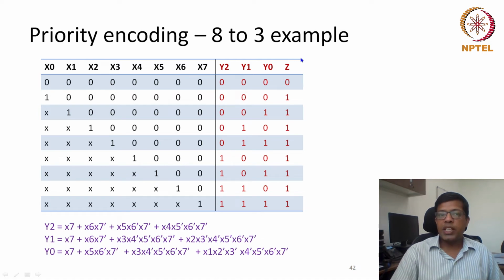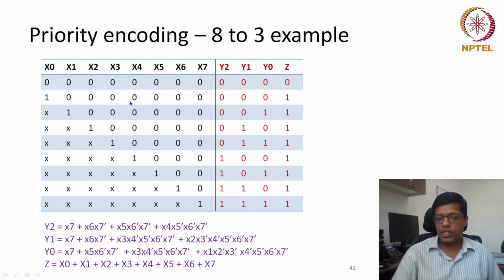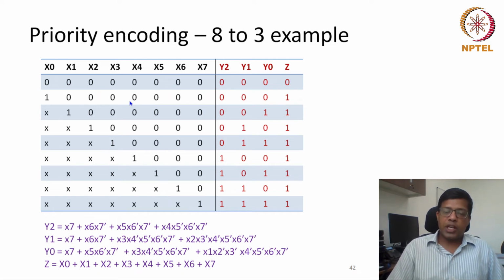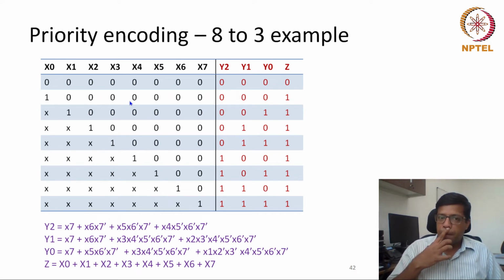What about Z? Z, I can take a simple OR of all these: x0 or x1 or x2 or x3 or x4 or x5 or x6 or x7. So all these ORs I can take to tell me that this is the expression for Z.